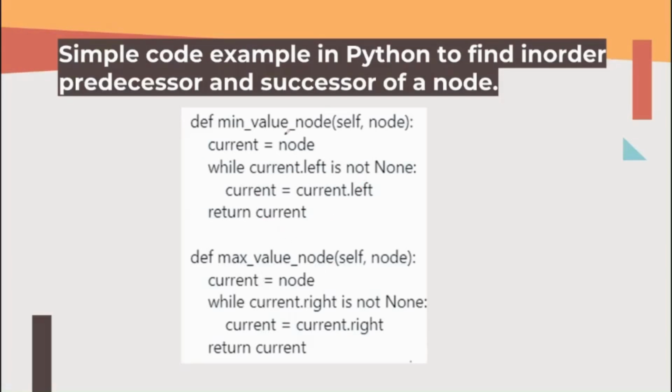Why are we checking only the left side for the minimum value and the right side for the maximum value? Because in a BST, compared with the root node, the elements present in the left subtree are smaller than the root node. So for finding the minimum value node, we check the left side. For finding the maximum node, we check the right side.